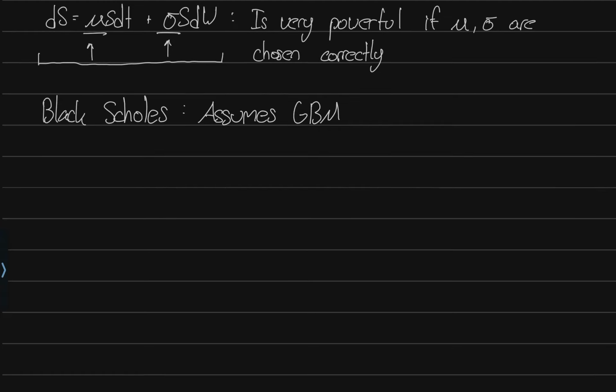So now in the next part, we will be talking about what an option contract is and why geometric Brownian motion is important when finding the fair price of an options contract.